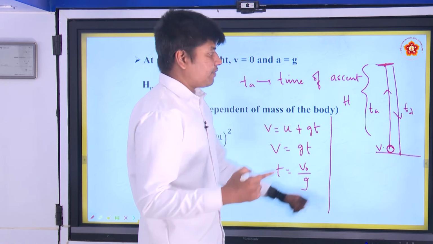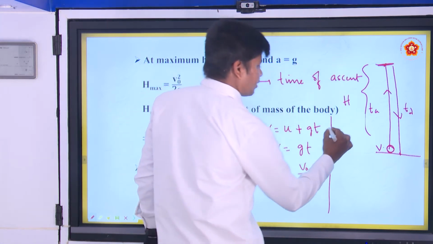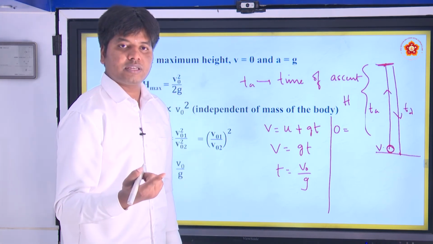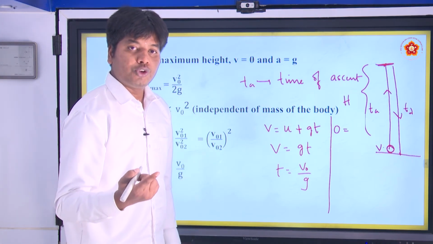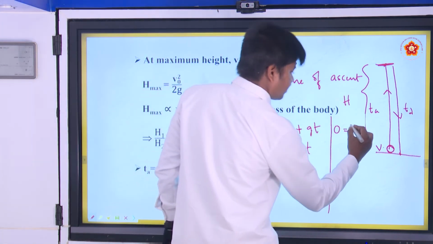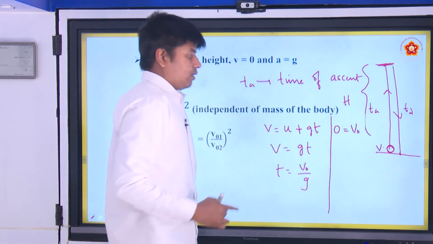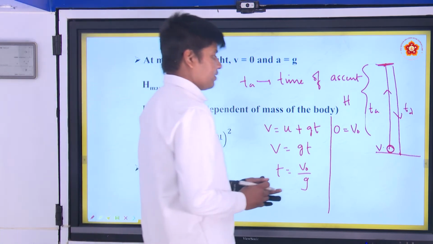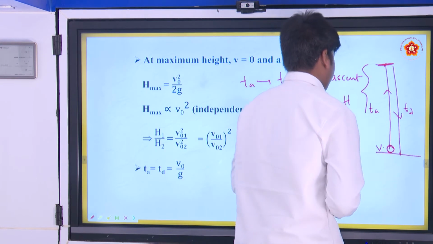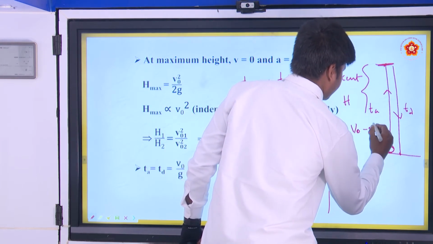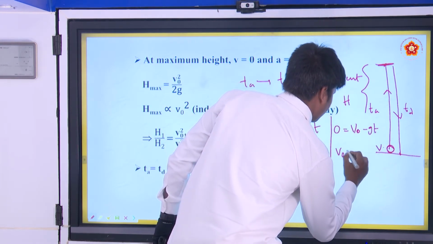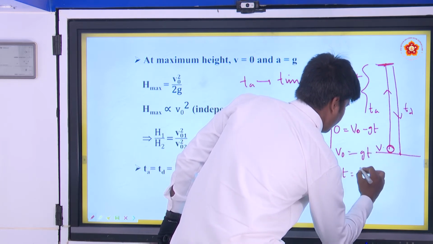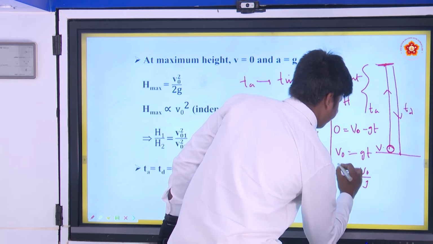So the final velocity when it goes up is what? It becomes 0. I am throwing with what velocity? I am throwing with the velocity of v naught. Okay. So, how is the acceleration acting? Acceleration is acting in the opposite side. So, it will be minus gt. So, v naught is equal to gt, t equal to v naught by g.